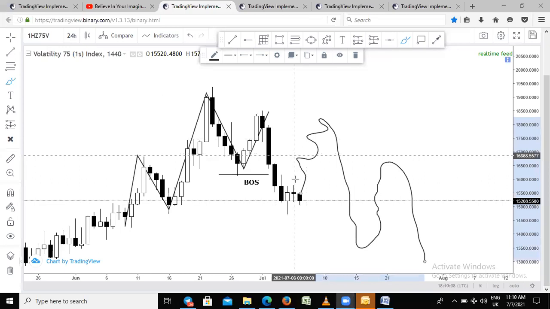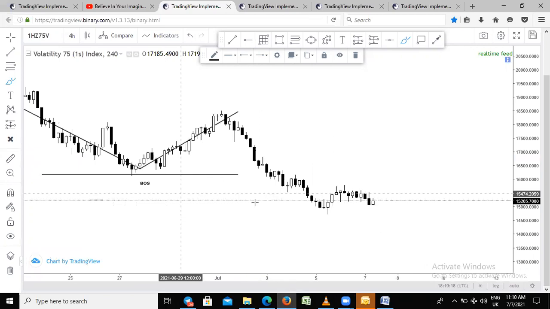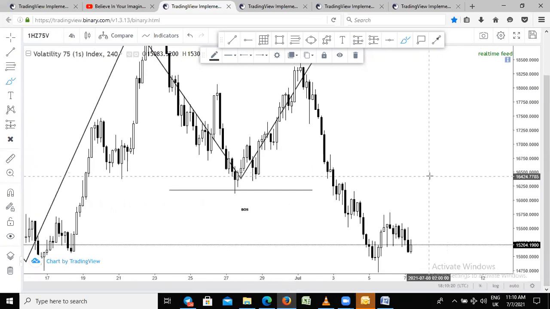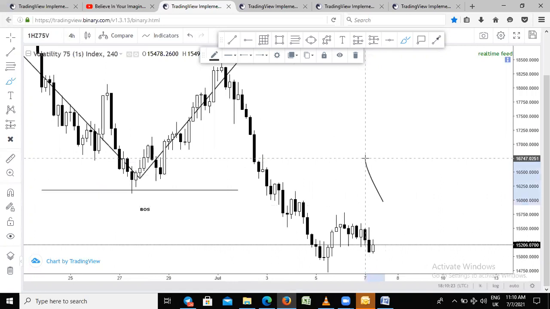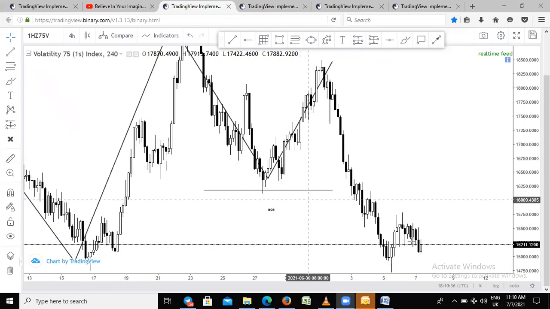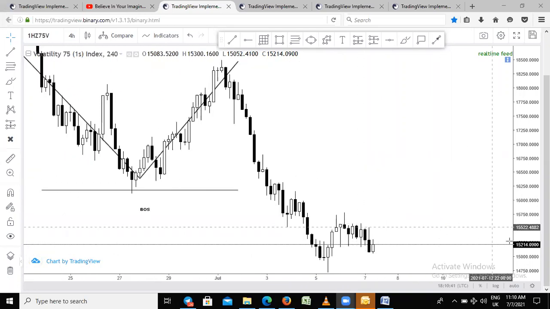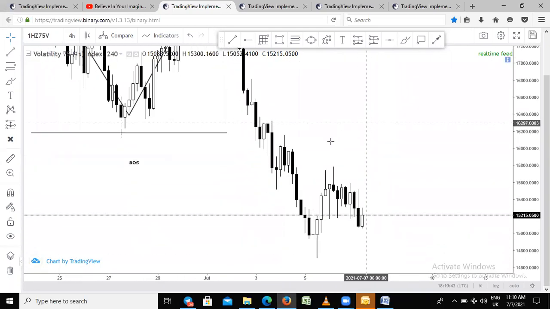So basically, I understand. Let me just see what the 4 hours is looking like. Okay, the 4 hours is still bearish. Before I can see my scalping, do you understand what I'm saying? If you're still asking that question, do you want to start trading now, or do you want to wait until you're done with the class?